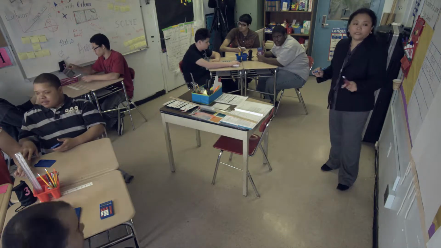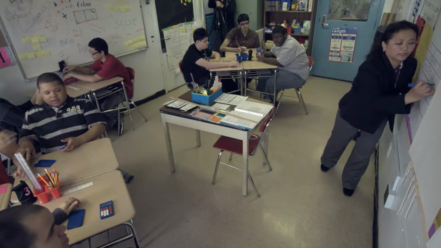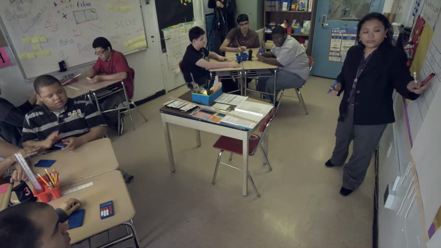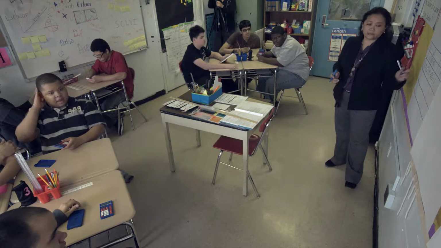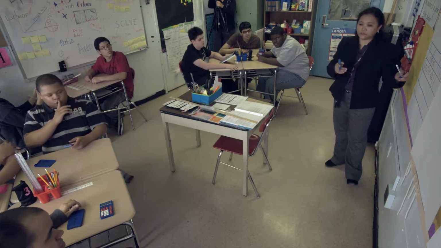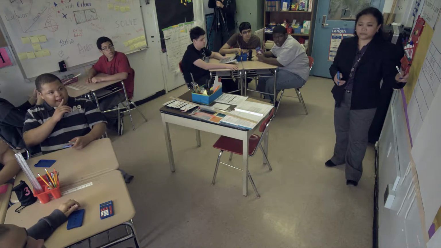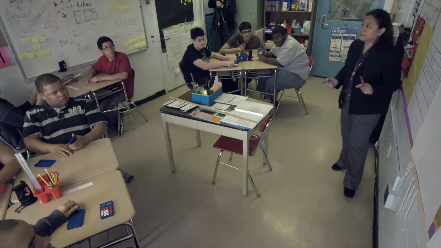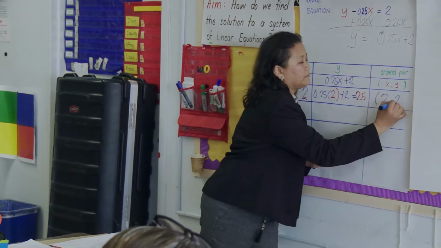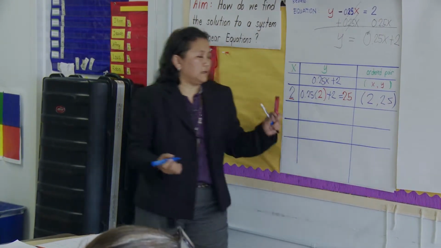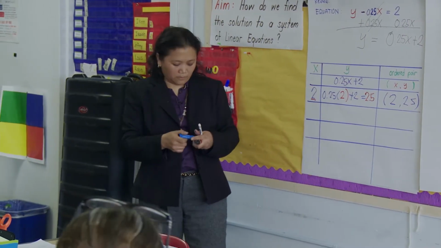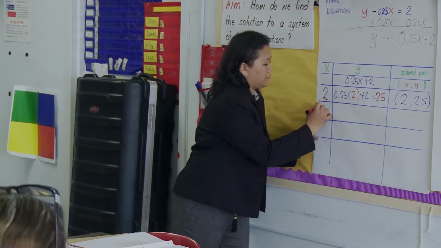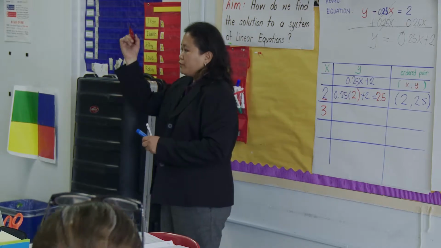Now, what will be the point? The coordinates of that point would be the x and the y. What is the x? 2. And then what's the y? 2.5. Okay, let's have another value. 3. Let's have 3. Can someone do it for me, please?